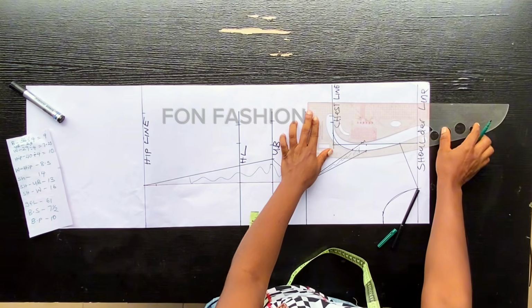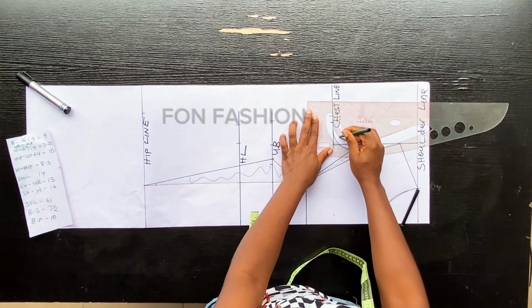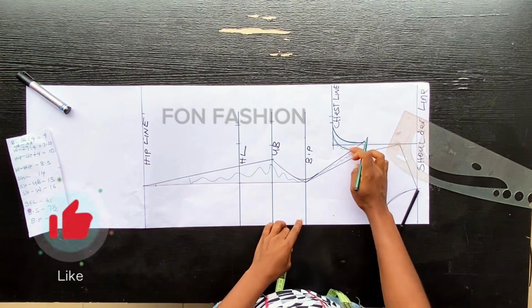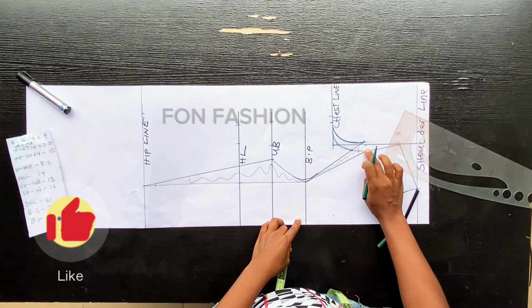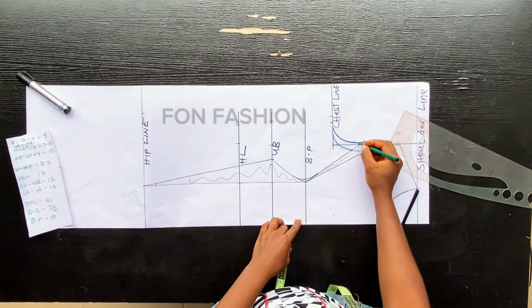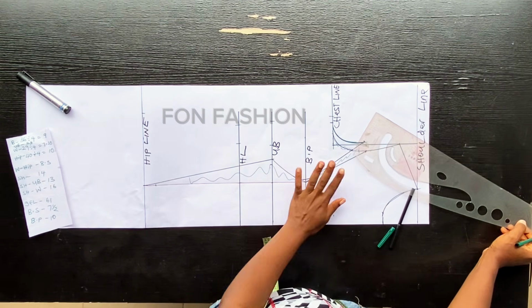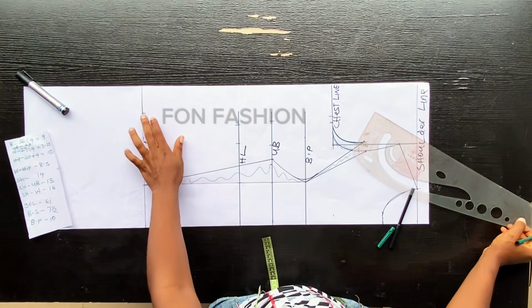So I have a new armhole line now, because if I cut from here, this line is going to be shorter than this second line. Okay, so this is my new armhole line. So I'm going to go ahead and connect all these points I have here.